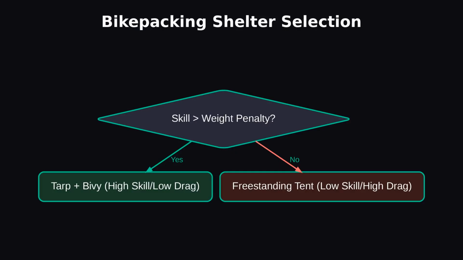This creates a distinct trade-off. A tarp plus bivy offers the highest protection to weight ratio, but demands complex site selection skills. A tent offers brain-off protection, but adds rotational weight to your steering or static weight to your seat post.